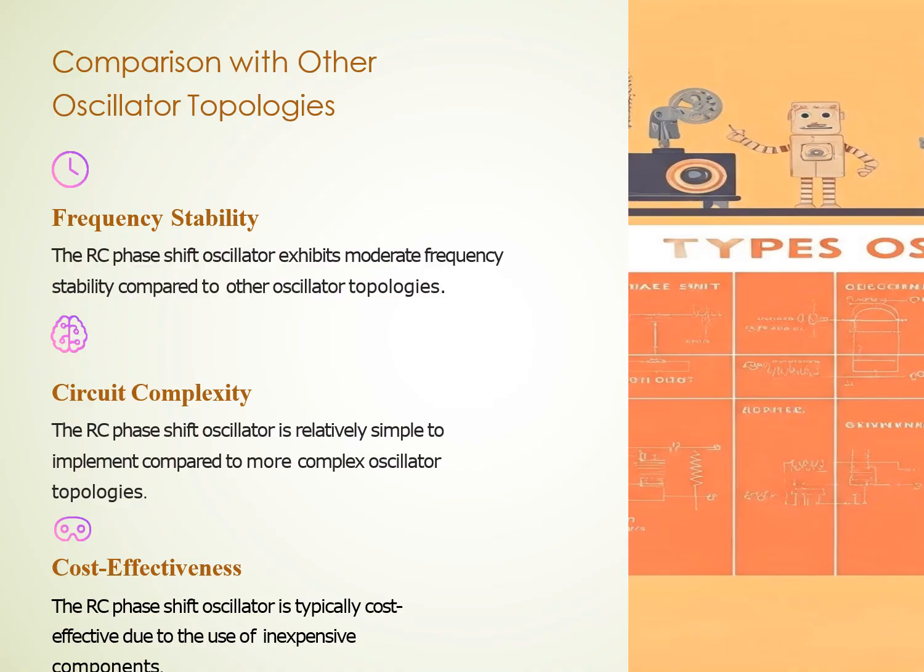Comparison with other oscillator topologies. Frequency stability: the RC phase shifting oscillator exhibits moderate frequency stability compared to other oscillator topologies. Circuit complexity: it is relatively simple to implement compared to more complex oscillator topologies. Cost effectiveness: it is typically cost effective due to the use of inexpensive components.